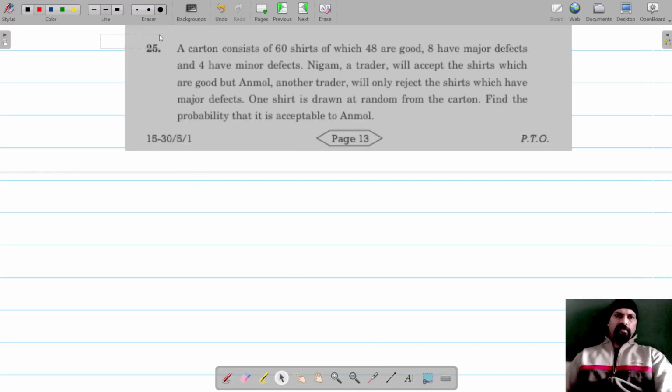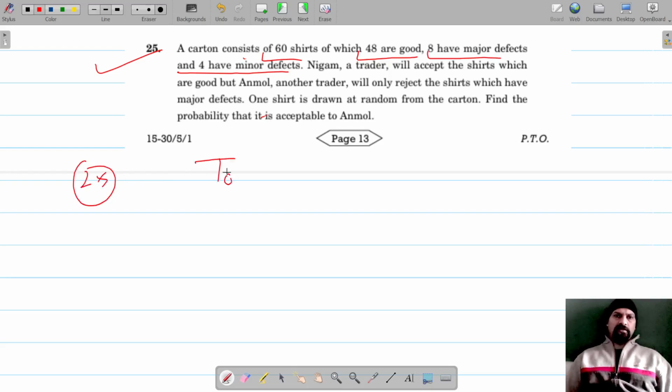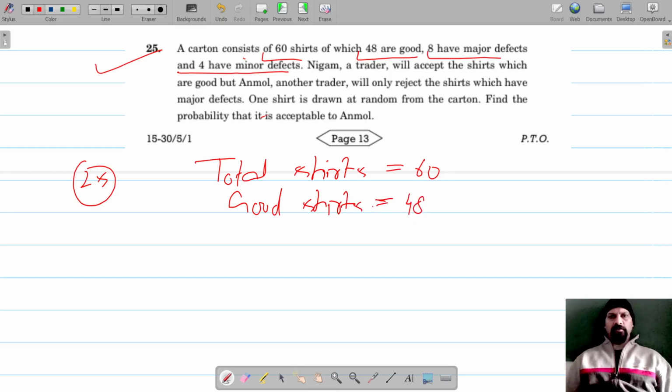For question number 25, it's given that a carton consists of 60 shirts, of which 48 are good, 8 have major defects, and 4 have minor defects. So the total number of shirts is 60, and good shirts, that is the shirts without the defect, are 48.